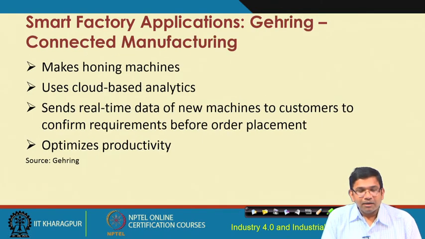2016. Gehring is in the space of connected manufacturing. It makes honing machines using cloud based analytics. Different types of predictive analytics is done with the data that are received from the machines in real time. Thereby, the productivity of the processes, productivity in the manufacturing plant of Gehring is improved, the optimization of productivity is done and so on.